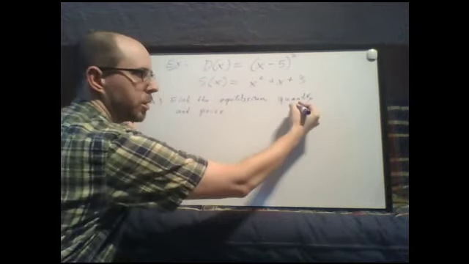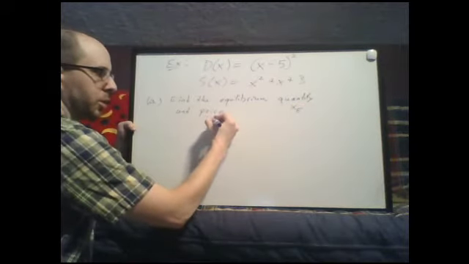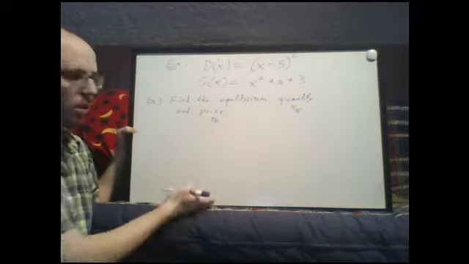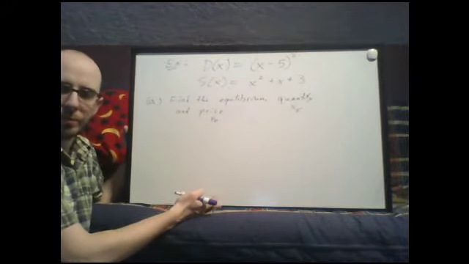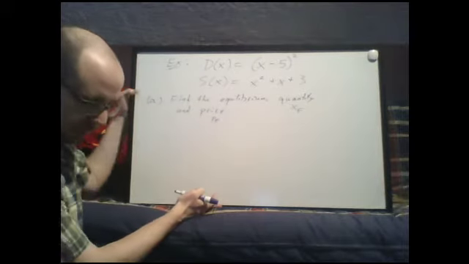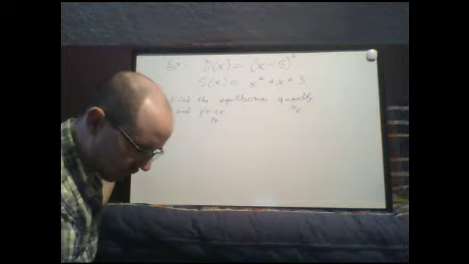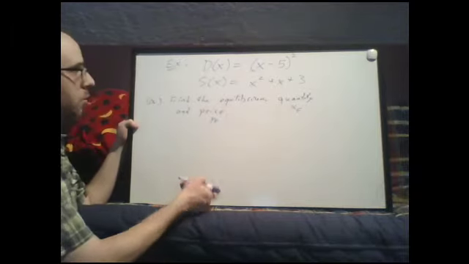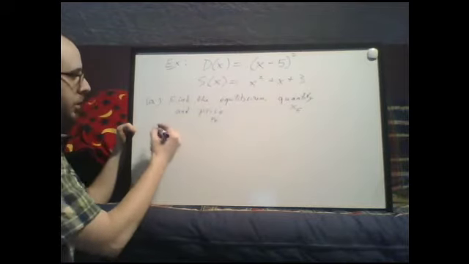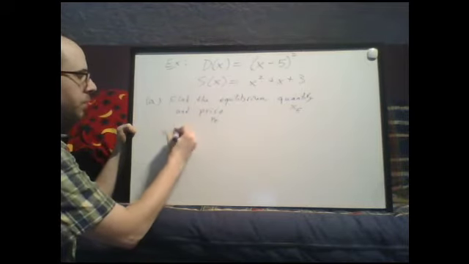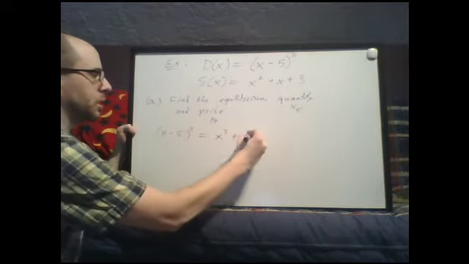So equilibrium quantity, that's what I was calling x sub e. Equilibrium price is what I was calling p sub e. Okay, so we need both of these to find the consumer and producer surplus. So all this is an algebra question. I take my two functions and I set them equal to each other. So (x minus 5) squared equals x squared plus x plus 3.